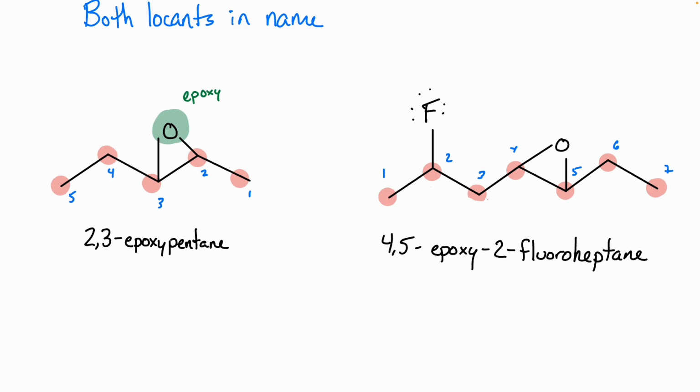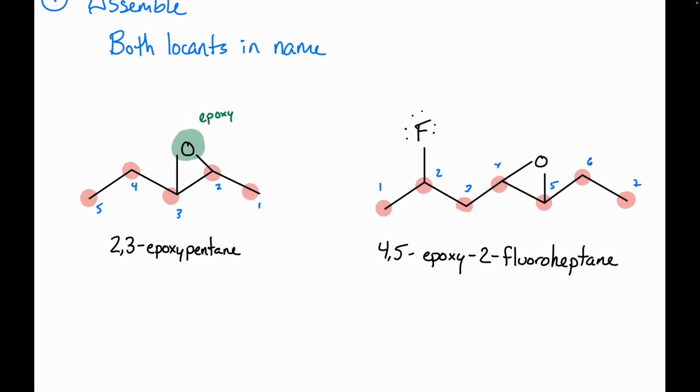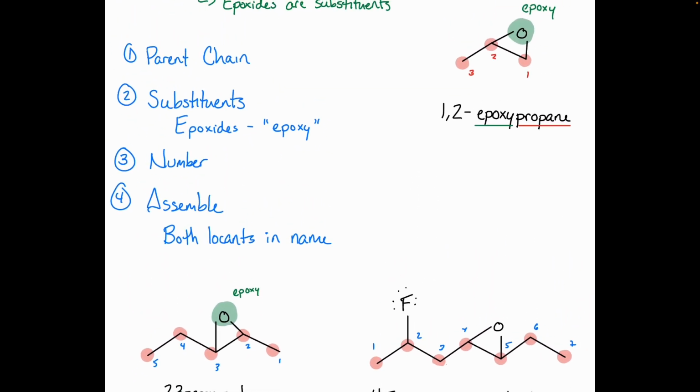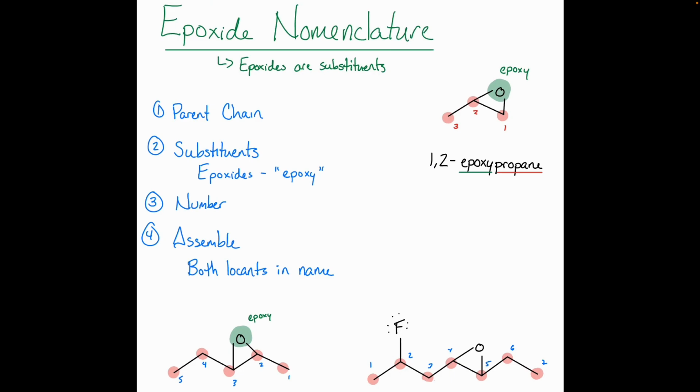So again, epoxies, nothing really special about them as far as functional groups go. They're treated as substituents in our nomenclature scheme. We refer to them as epoxy groups. The weirdest thing about them is that you're going to include the locants of both carbons that they're attached to in the name. Question.